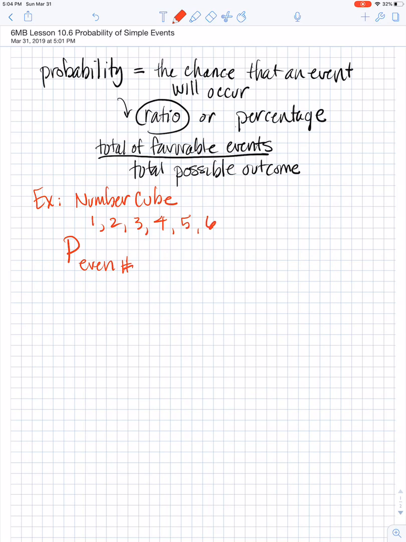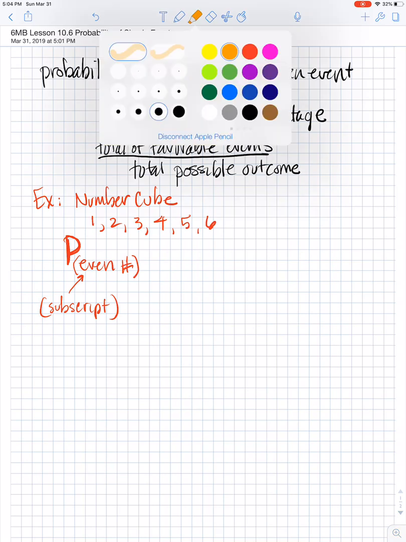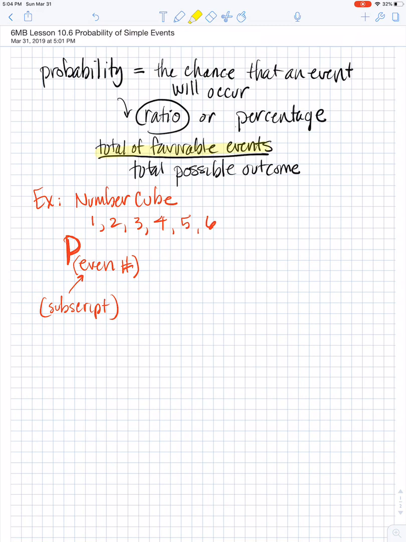So the P, and notice this is very intentional, this is called subscript. I write a nice big capital P, and then I drop down in subscript and write down the favorable event that I'm looking for. I'm looking for the probability, my total number of favorable events, of an even number.